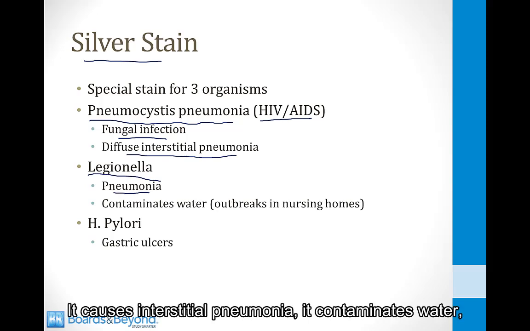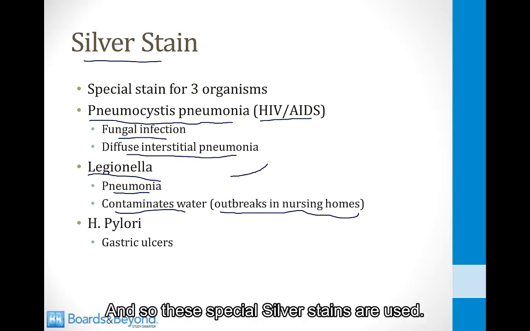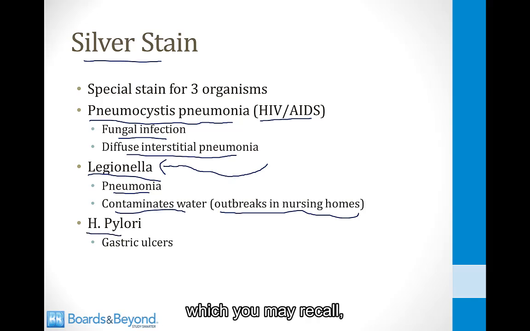It causes interstitial pneumonia, it contaminates water, it classically causes outbreaks in nursing homes. It's very hard to visualize Legionella, and so these special silver stains are used. And then the third example is H. pylori, which you may recall is the causative agent of gastric ulcers.